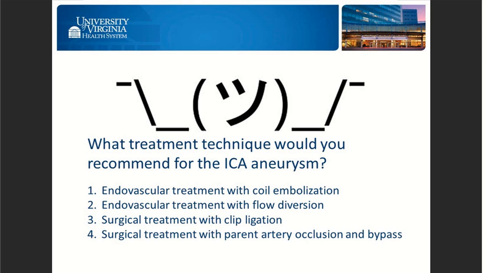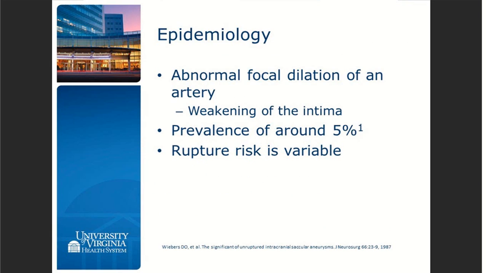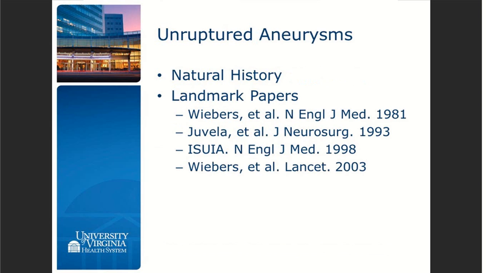And depending on the individual practitioner, there can be quite a bit of variation in what to do with these aneurysms. But as we're all aware, aneurysms are an abnormal focal dilation of the artery resulting from weakening of the wall. The prevalence is around 5% in the population, depending on the type of study. The rupture risk is where a lot of the controversy is, and that is what we're going to spend a lot of our talk on today.